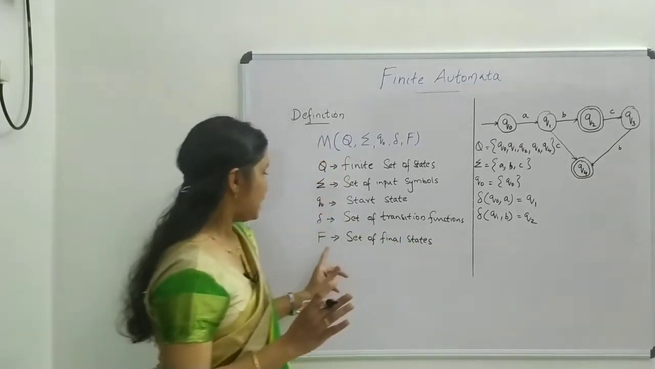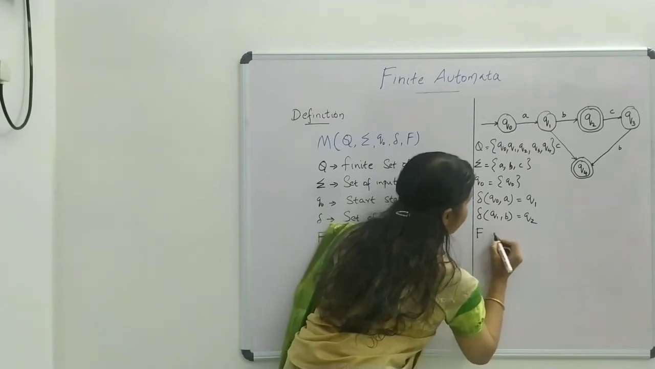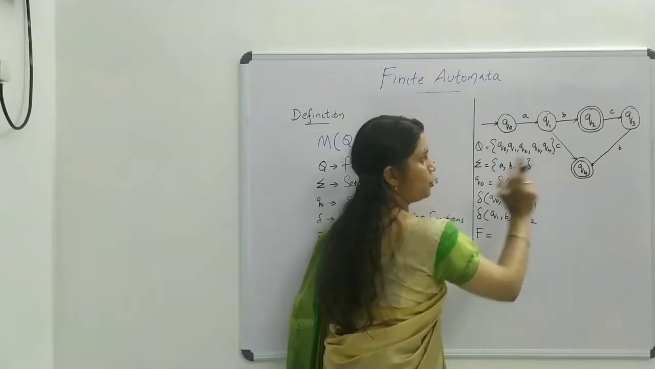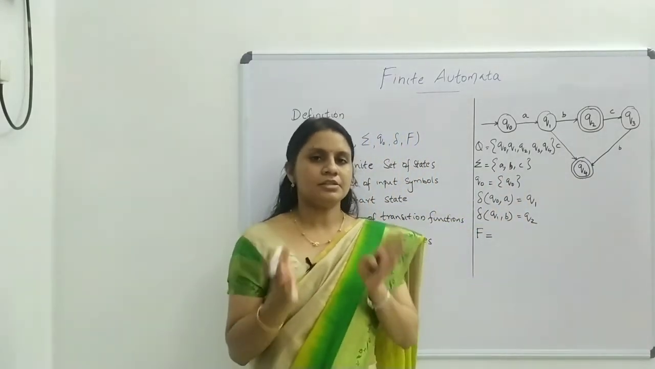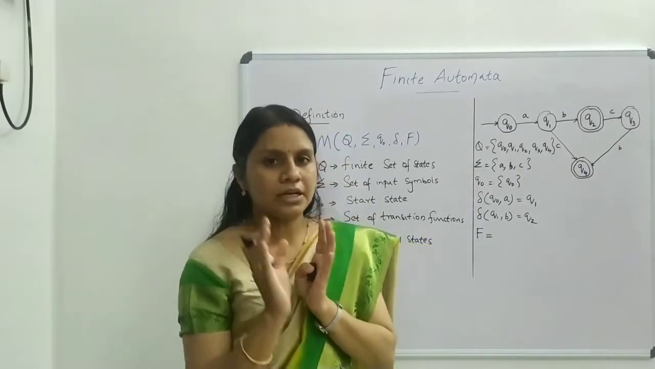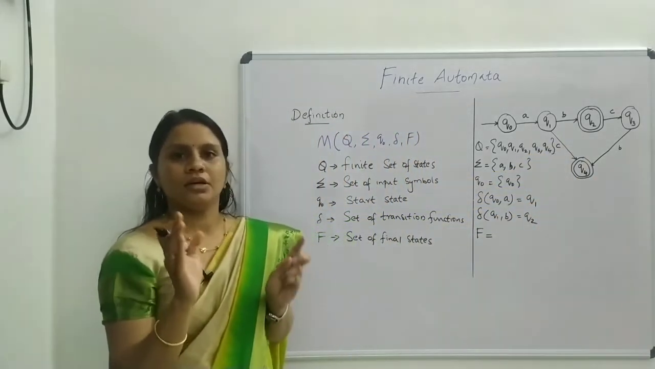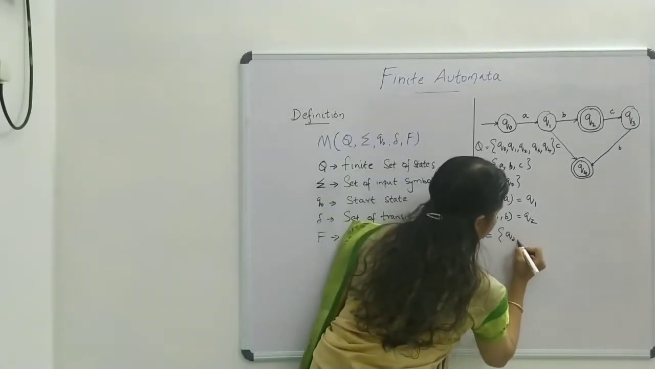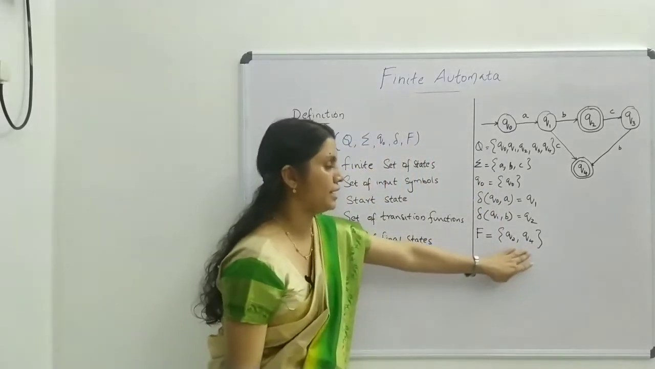Then F is the set of final states. Here the final states are Q2 and Q4. The final states are accepting states, and they are enclosed in double circles. So here Q2 and Q4 denote the final states. This is the set of final states.